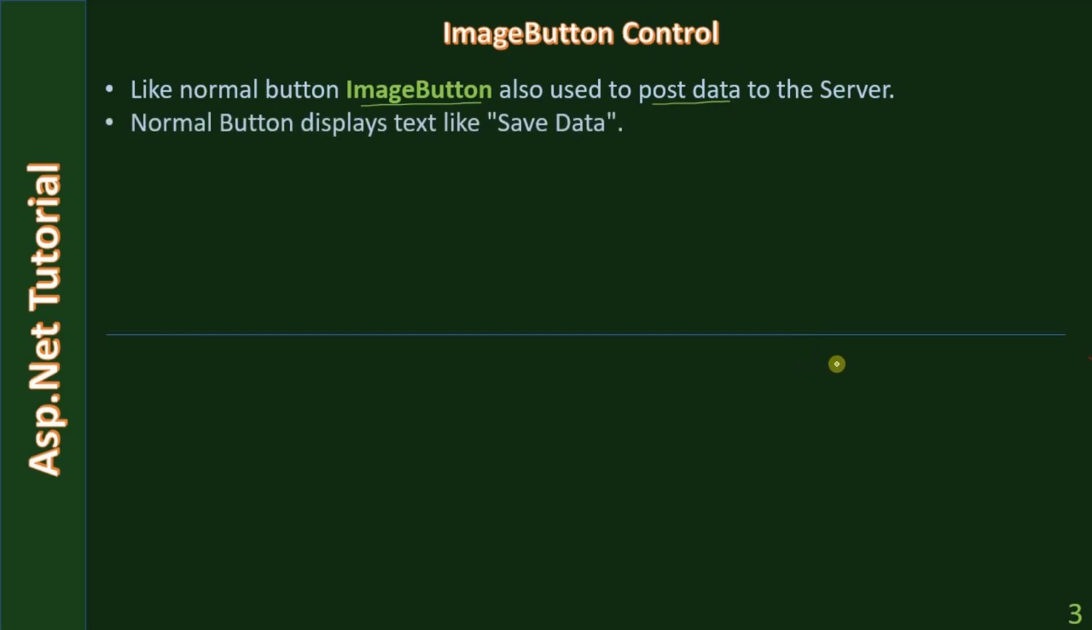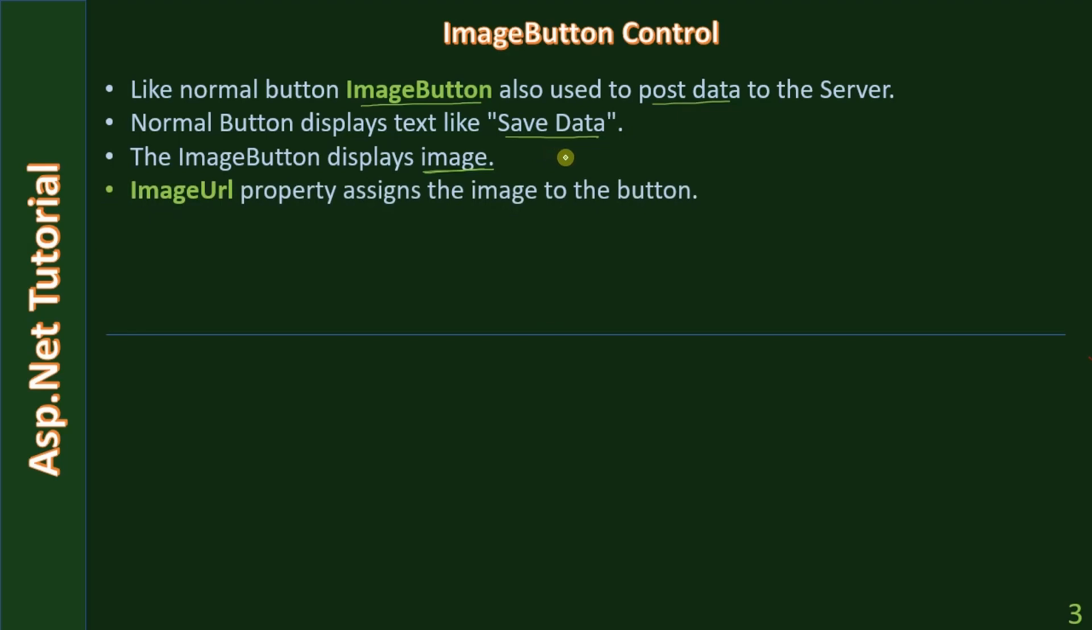Normal buttons display text like save data, so that will give an indication that the form will be submitted and saved on the server. The image button displays the image. That means in the image itself, you can design in such a way that it will tell some informative text. In the last video, we saw how the image control uses the image URL property. The same way, the image button control also uses the image URL property and assigns an image to the button.